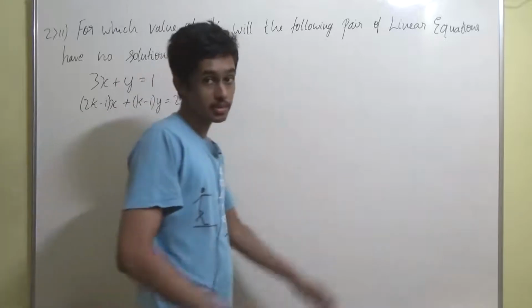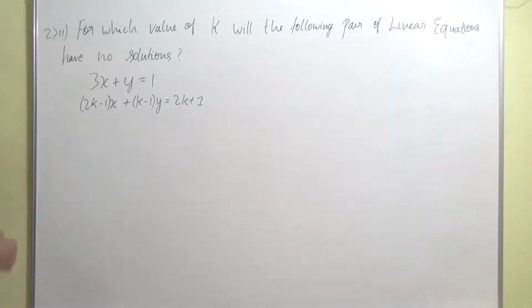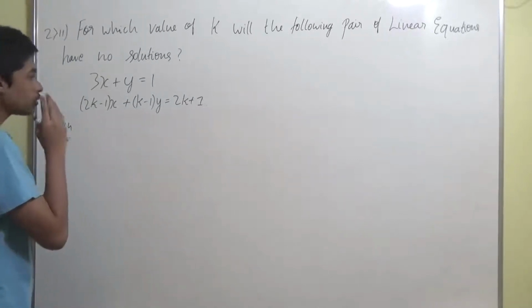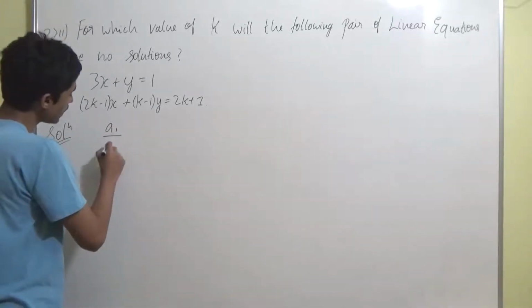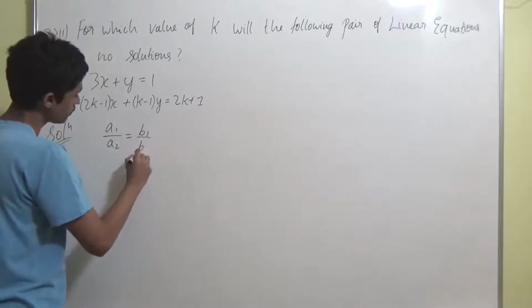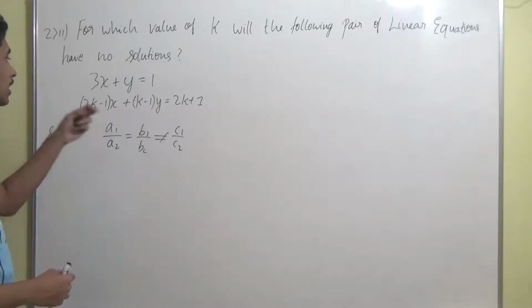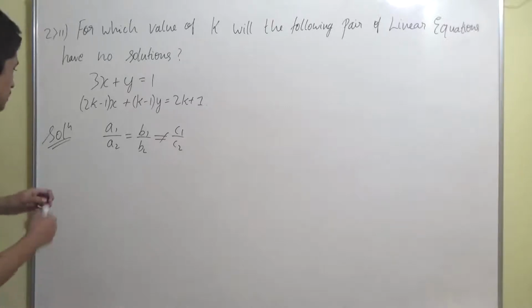So guys, now let's go to the second part of the second question, which says, for which value of k will the following pair of linear equations have no solutions? They have given us a pair of linear equations in two variables. We have to find the value of k for which the equations are not going to have any solution. So let's go to the solution part, guys. As you know, what is the condition for a pair of linear equations to have no solution? For that, the condition is a1 by a2 should be equal to b1 by b2, but should not be equal to c1 by c2. Getting it? So let's substitute all the values in this condition and then find the value of k.